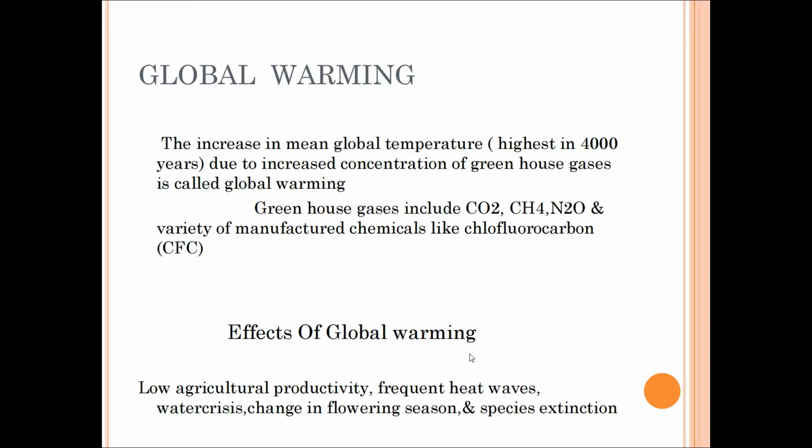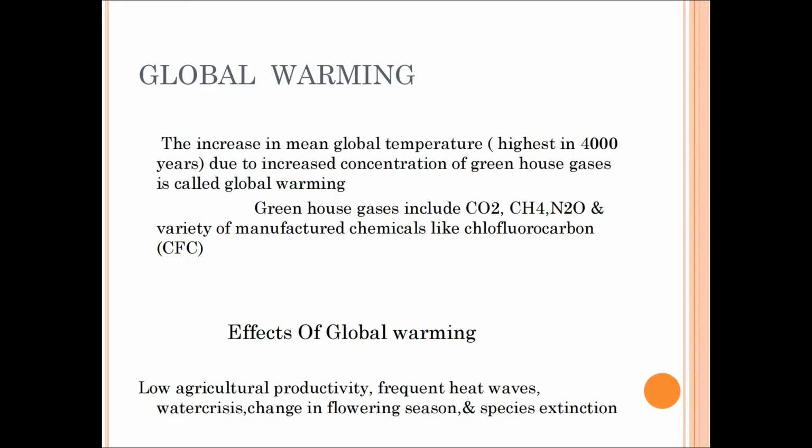What are the effects of global warming? Global warming affects agricultural productivity. It increases the heat waves, water crisis, changes the flowering season, and causes species extinction.